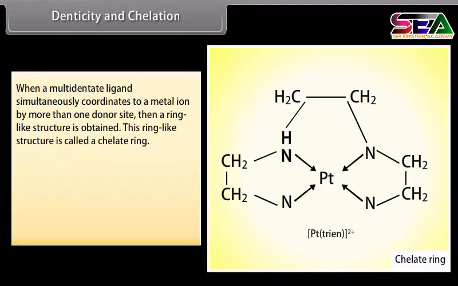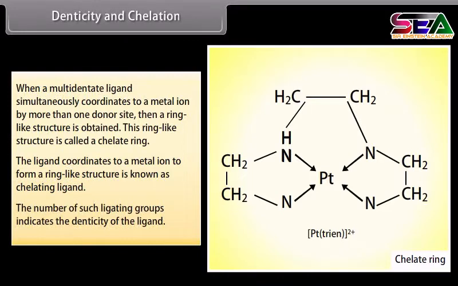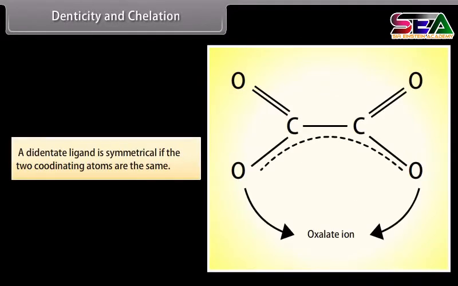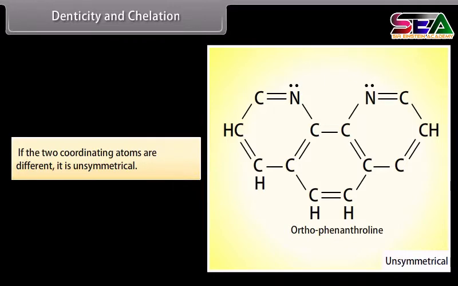Denticity and chelation. When a multidentate ligand simultaneously coordinates to a metal ion by more than one donor site, then a ring-like structure is obtained. This ring-like structure is called a chelate ring. [Pt(trien)]2+ is an example of chelation. The ligand that coordinates to a metal ion to form a ring-like structure is known as chelating ligand. The number of such ligating groups indicates the denticity of the ligand. A didentate ligand is symmetrical if the two coordinating atoms are the same. If the two coordinating atoms are different, it is unsymmetrical.